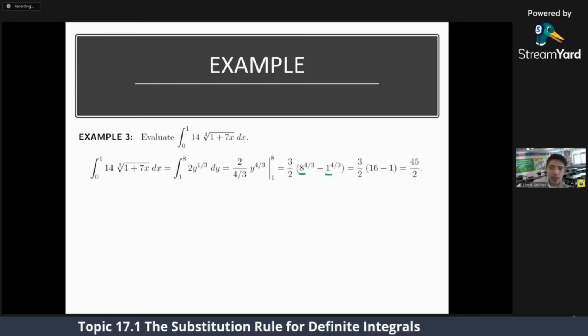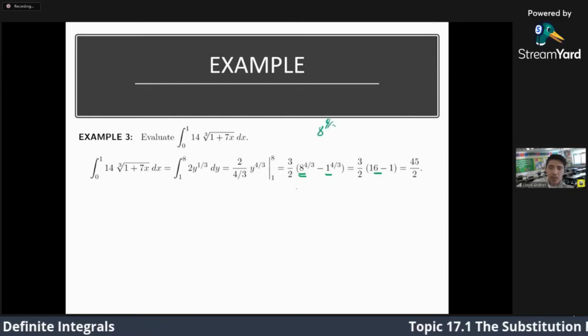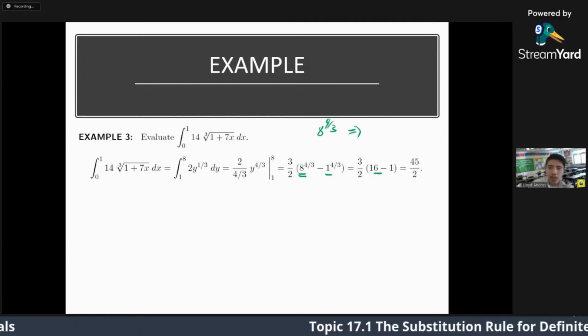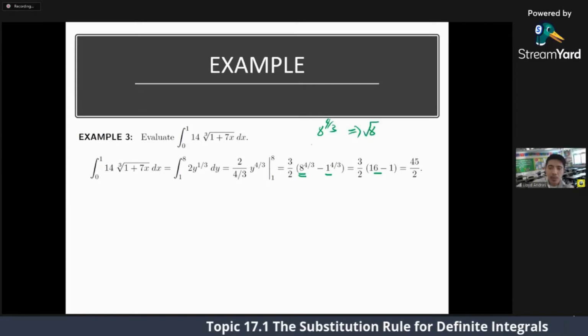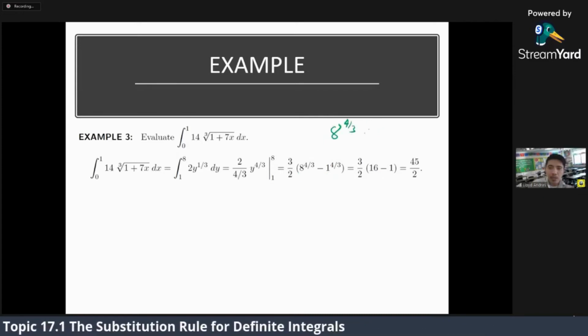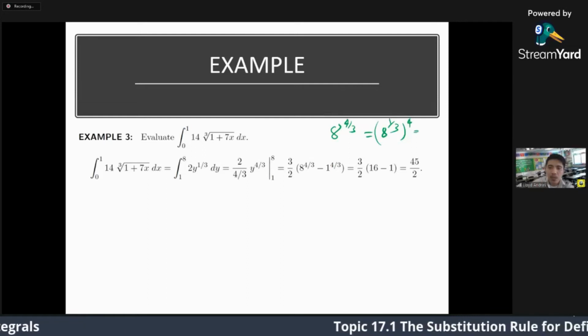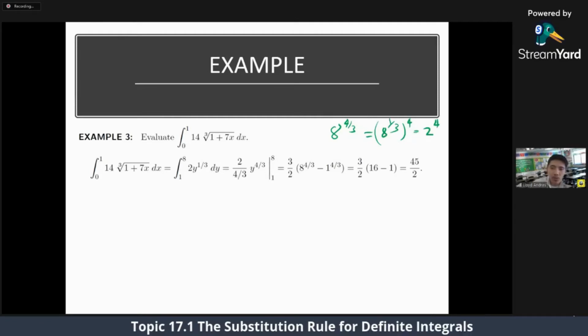In simplifying, 8 became 16 over 3, that's 8 raised to 4/3. That means the cube root of 8. The 8 raised to 4/3, similar to before, is 8 raised to 1/3, then raised to 4. Meaning, 8 raised to 1/3 is the cube root. The cube root of 8 is 2, raised to 4, that's 16.